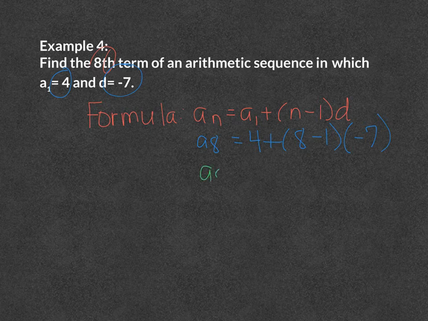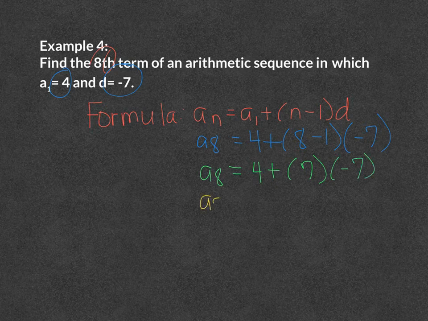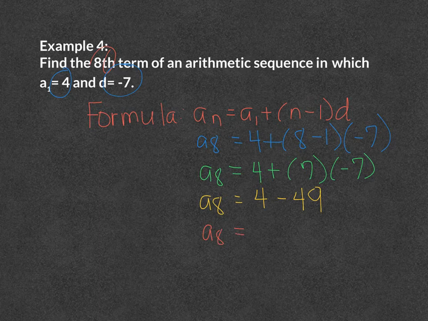I'm going to bring down a sub 8 equals, bring down 4. 8 minus 1 is 7 times negative 7. 7 times negative 7 gives me negative 49. 4 minus 49 gives me negative 45. So a sub 8 equals negative 45, which is the 8th term in the sequence.